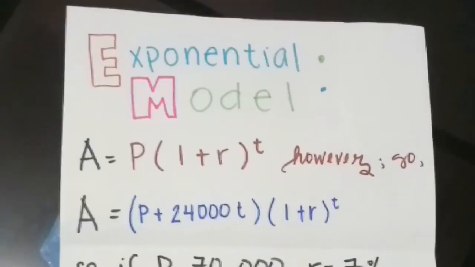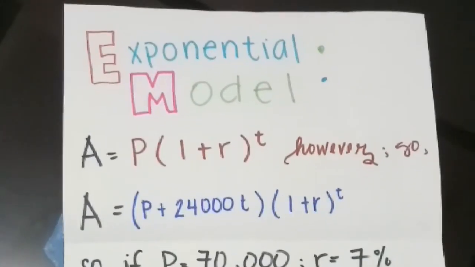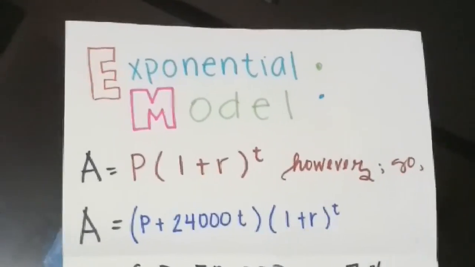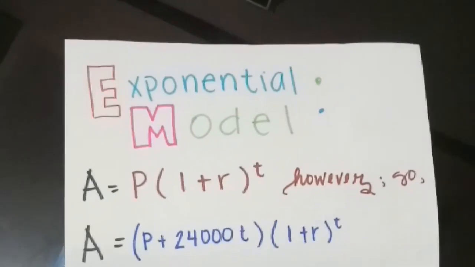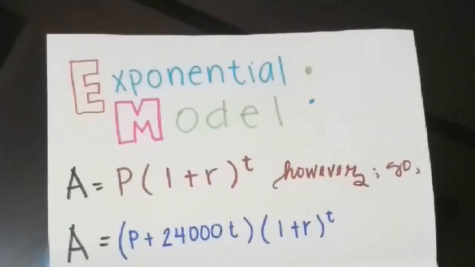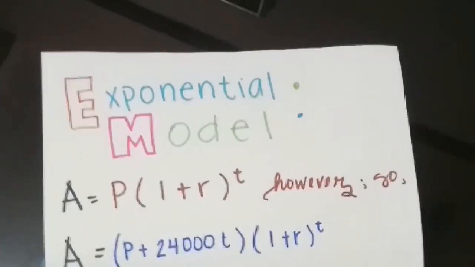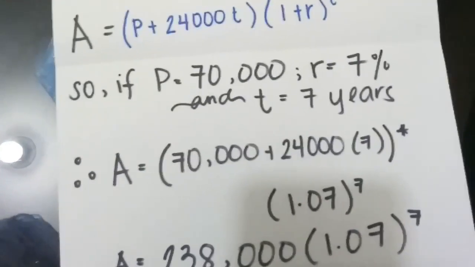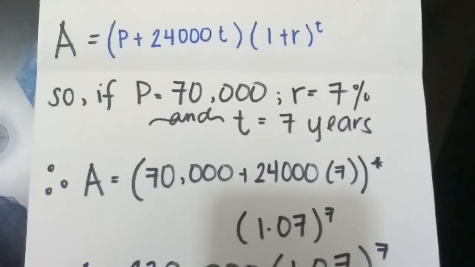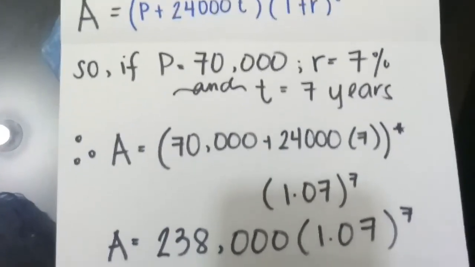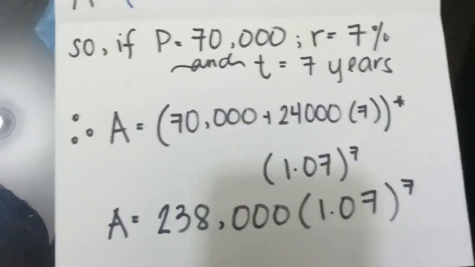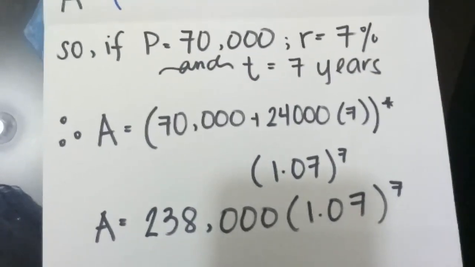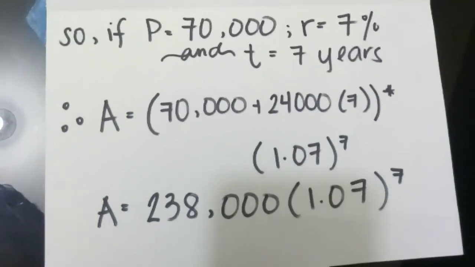So the exponential model is P, or the principal, times 1 plus r raised to t. However, there is an additional deposit. So the new exponential model would have to be principal plus 24,000 times t, times 1 plus r raised to t. So we have the given: P, the principal, is equal to 70,000 pesos, rate is 7%, and t is equal to 7 years. Therefore, her total money would have to be 70,000 plus 24,000 times 7, times 1.07 raised to 7.